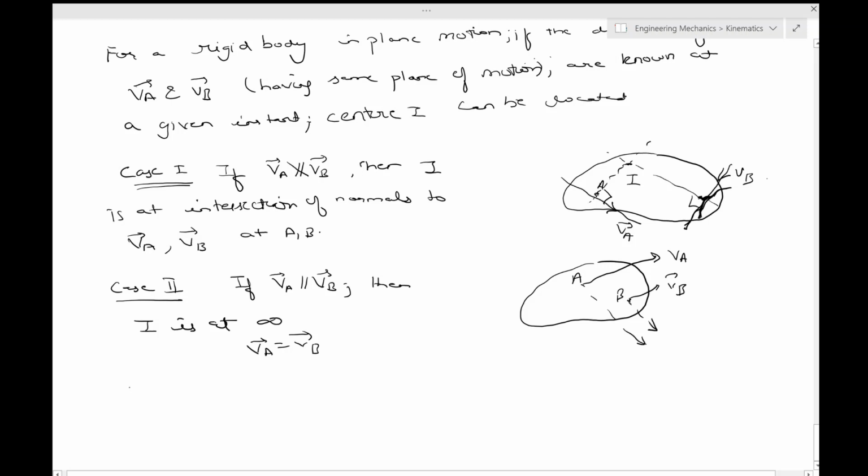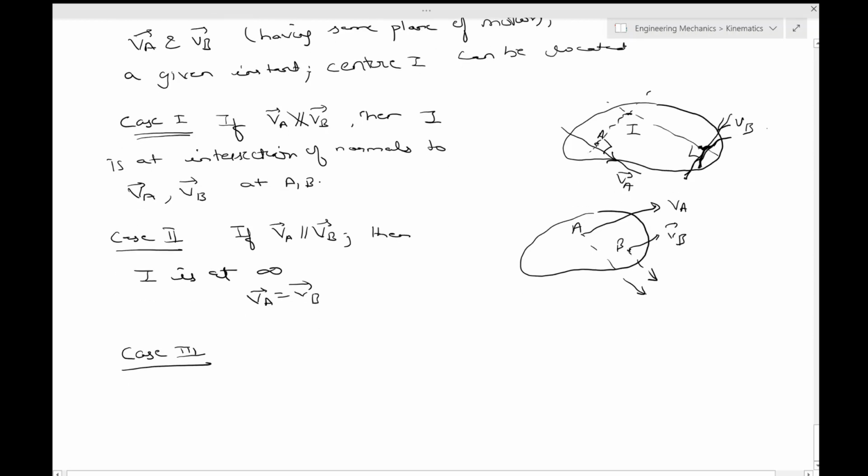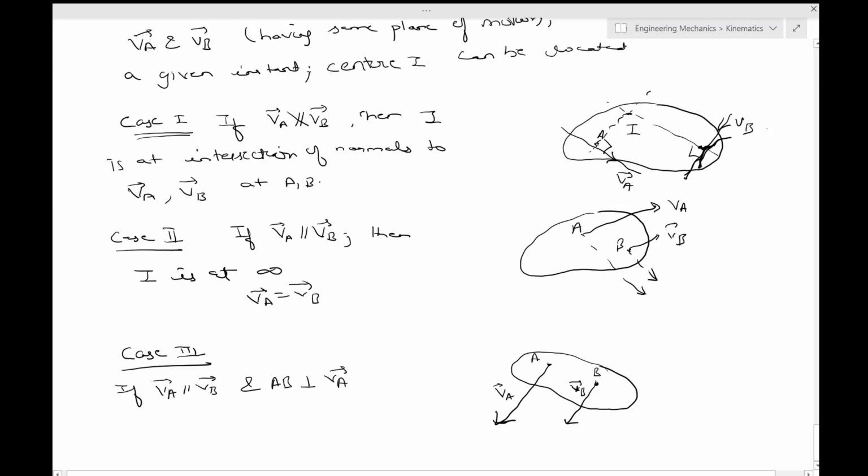Then you take the case 3, let me just draw it once more, you have velocity of A, velocity of B, this is point A, this is point B. So if VA is parallel to VB and AB is perpendicular to VA, so AB is perpendicular to VA, it will clearly also be perpendicular to VB.